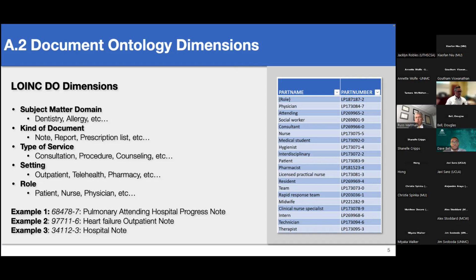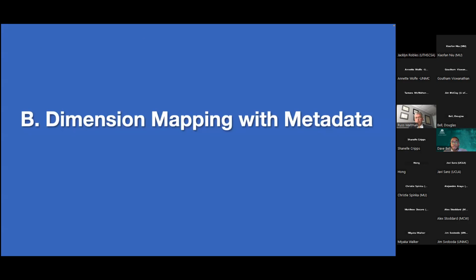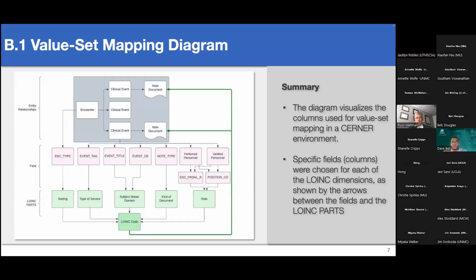On the right is an example of how LOINC individually maps each entry for the role dimension to a code. And these are considered part numbers and parts. In this case, the parts are for the role. And you don't need all 5 to map to get a mapping. So at the bottom, you can see 3 examples. The first example has 4 mappings, while the last one has only 2. And we'll continue onward. And now we'll talk about how we mapped to the 5 dimensions with our metadata sources.